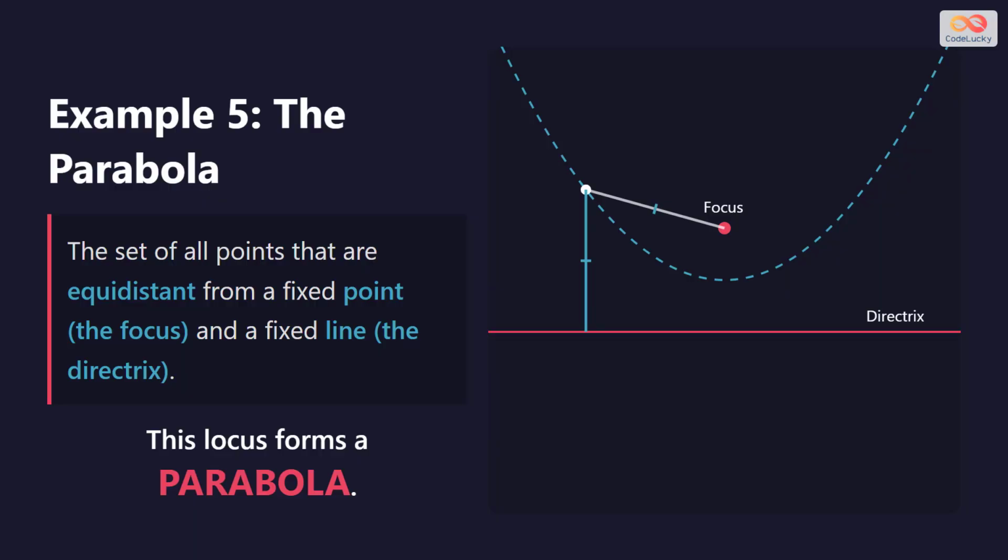Things get interesting when the conditions change slightly. A parabola is the locus of points that are equidistant from a fixed point, called the focus, and a fixed line, called the directrix. This unique relationship creates the familiar U-shaped curve of a parabola.